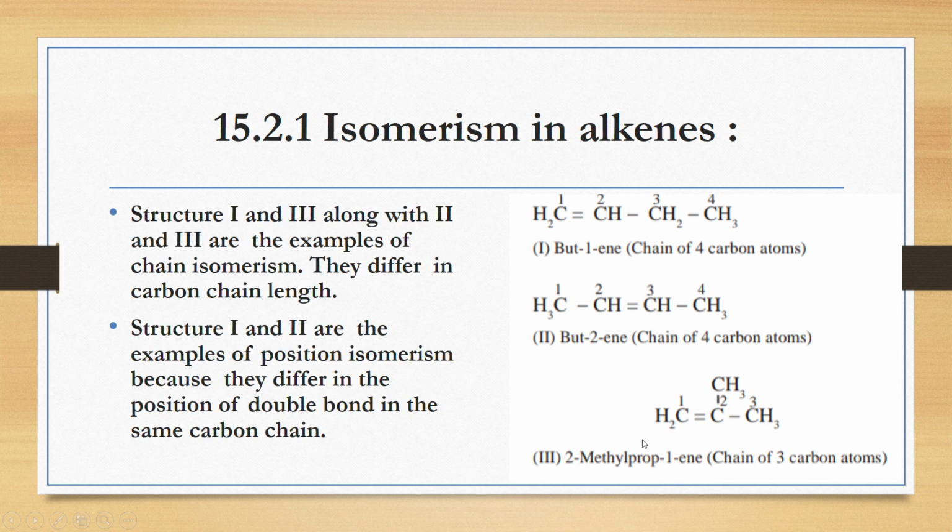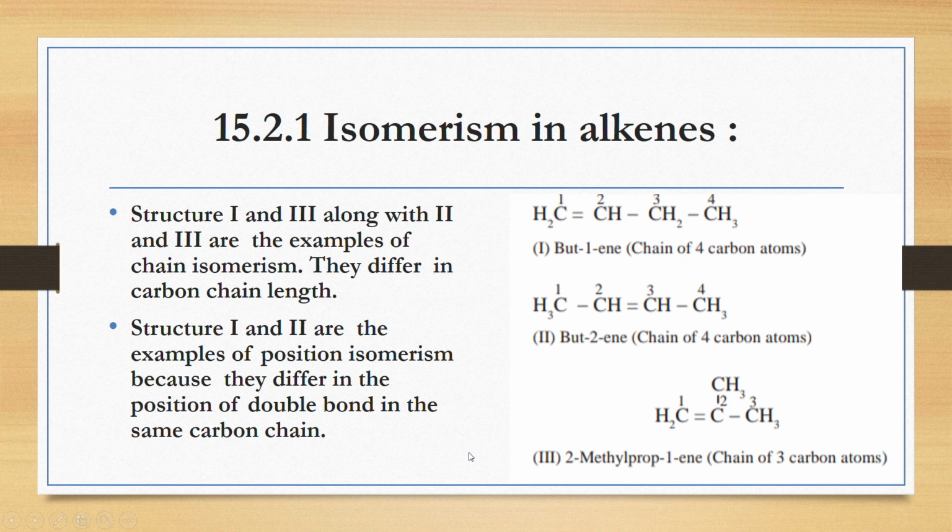Now structure 1 and 3, along with structure 2 and 3, are examples of chain isomerism because they differ in carbon chain length. In structure 1, you have a chain of 4 carbon atoms. In structure 3, the chain is of 3 carbon atoms. So they will become chain isomers of each other. In the same manner, structure number 2 and 3 are also chain isomers of each other.